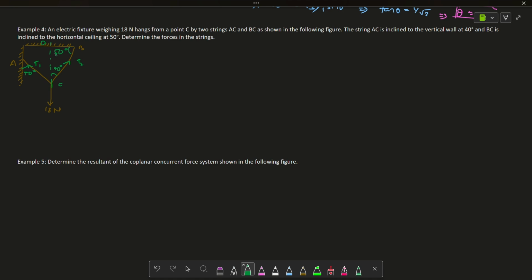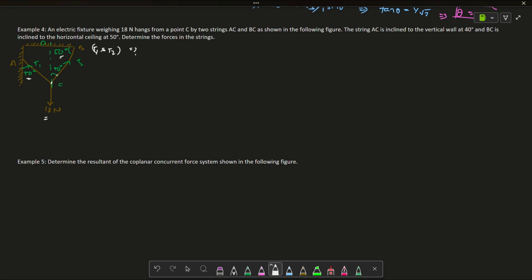Now we will read the question. An electric fixture weighing 80 Newton hangs from a point C by two strings. From point C, the two strings are connected here, AC and BC, as shown in the figure. The string AC is inclined to the vertical wall at 40 degrees, this one. BC is inclined to the horizontal ceiling at 50 degrees, this one. Determine the forces in the strings. So we have to find T1 and T2.